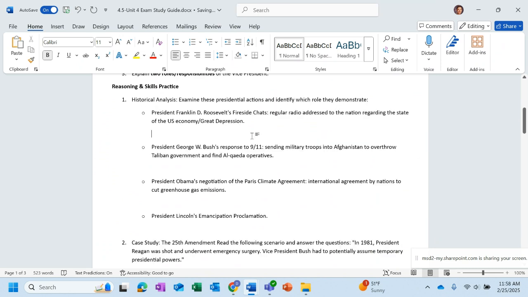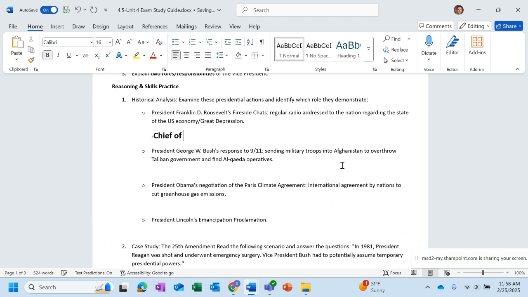President Franklin D. Roosevelt's fireside chats is a regular radio address addressed to the nation regarding the state of the economy and the depression. Really what we're going for here is chief of state, because he's the head of the U.S. government. So he's kind of explaining things that are going on, making people feel better, hopefully. That's kind of what we're going for.